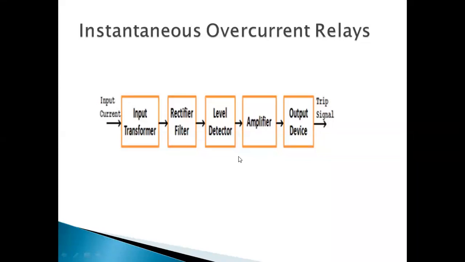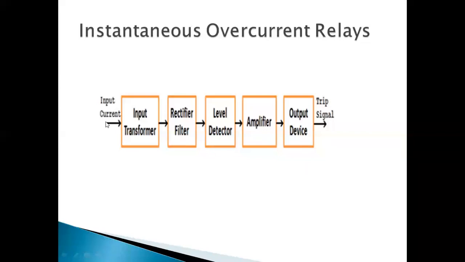If that particular time is given, then that is called the definite time overcurrent relay. But in instantaneous relays, no such time is provided, which means your relay operates very instantly. If a fault occurs and the fault current reaches the pickup value, then your relay will operate instantly. That is called the instantaneous overcurrent relay.